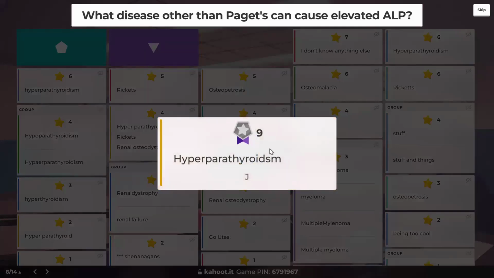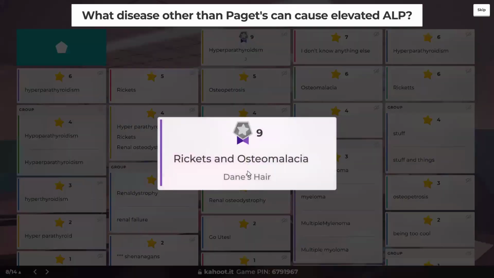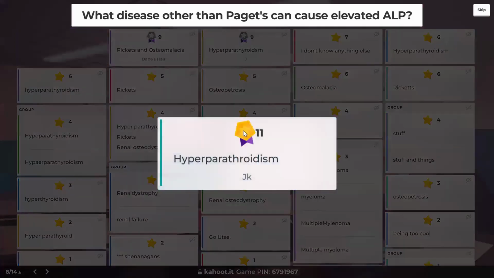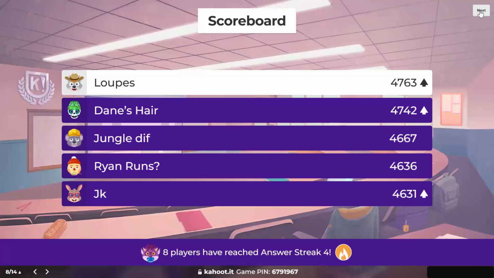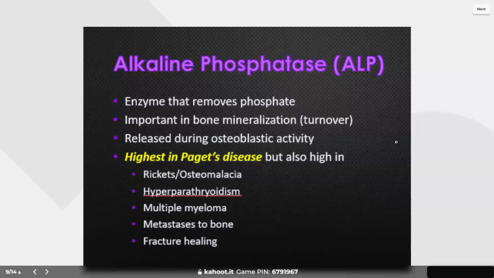Hyperparathyroidism, good. It's an osteomalacia. Dane's hair. Okay, same one. Yeah. That one definitely can. So that's a good one to think of. Oh, I guess that affects your scores. I didn't even know that. So that helped Loops and Dane's hair jump to the top. So yeah, we said hyperparathyroidism, rickets or osteomalacia, myeloma, metastases, fracture healing, all those can do it.